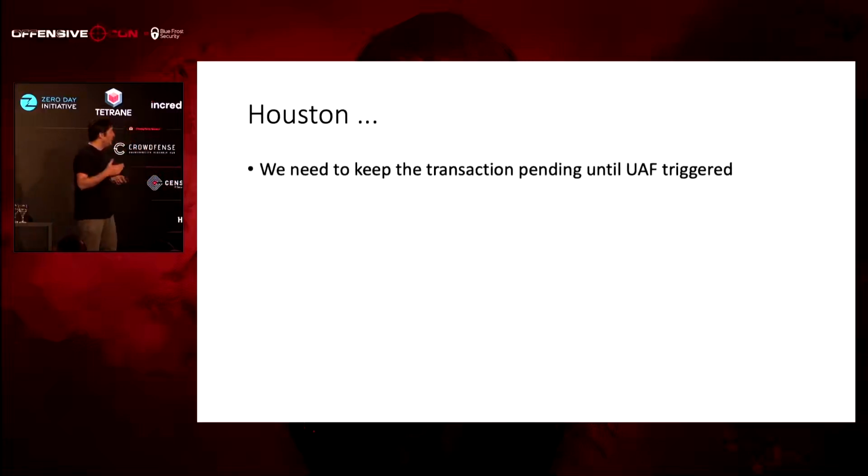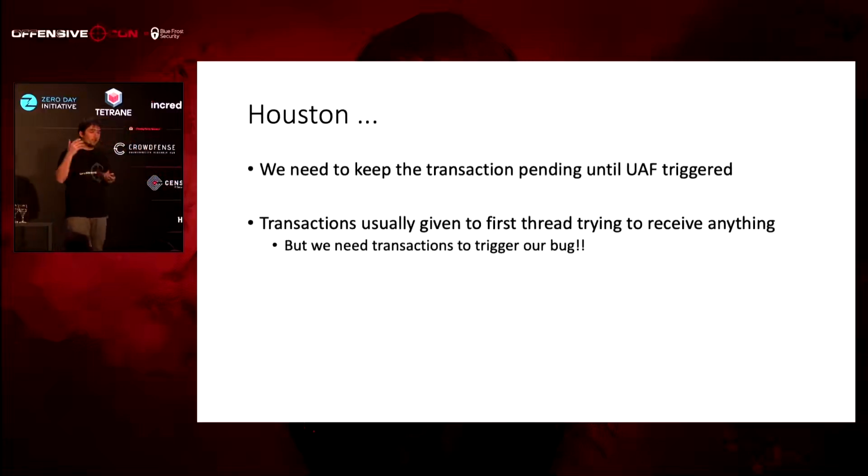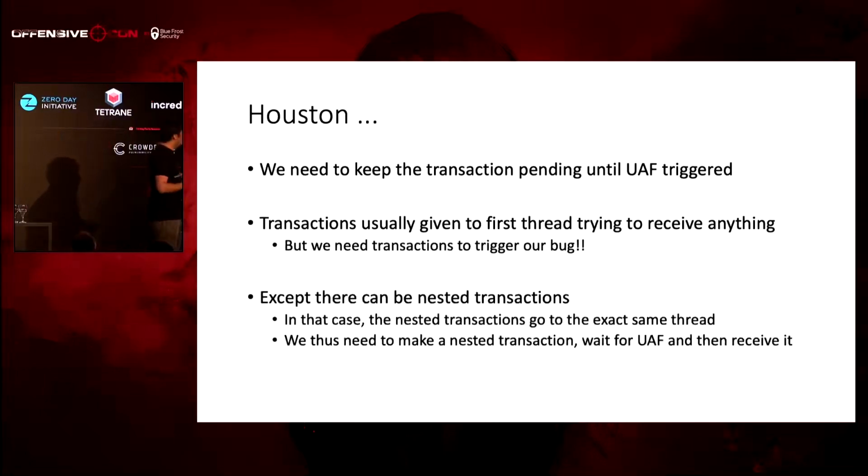But this is during a transaction receipt, and we are working with transactions to trigger the bug. So we have to receive transactions also. Usually, if any thread that's a looper in Binder tries to read a transaction, they will get the first transaction that's available. And this will basically make a problem with our bug, because we cannot trigger the bug and keep the transaction that was before it pending. But there is a semi-complicated way of doing that, which is basically having nested transactions.